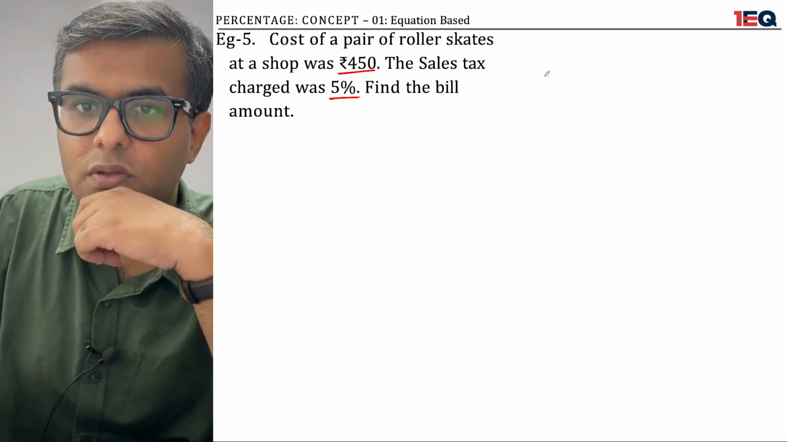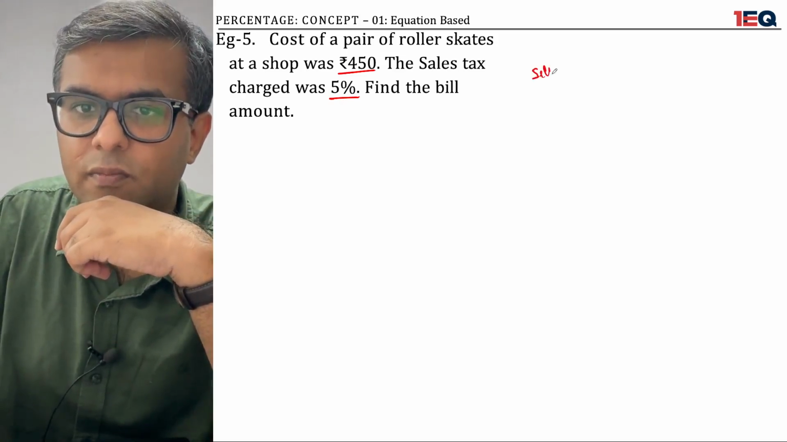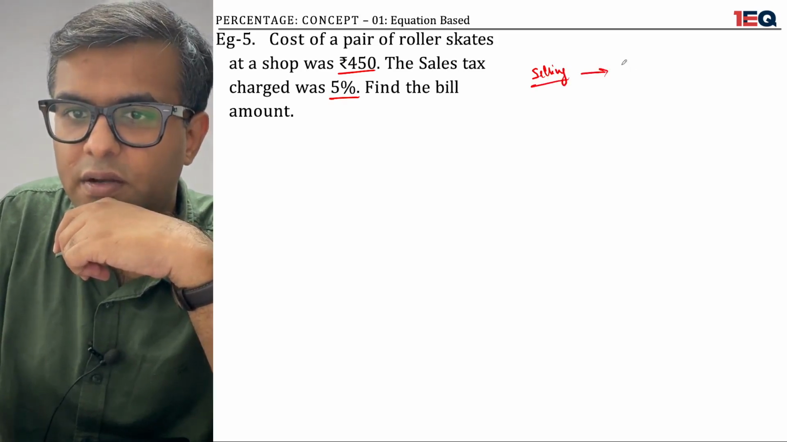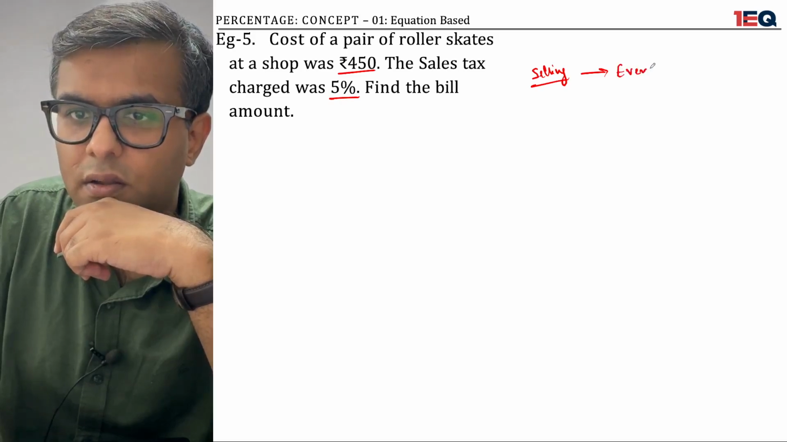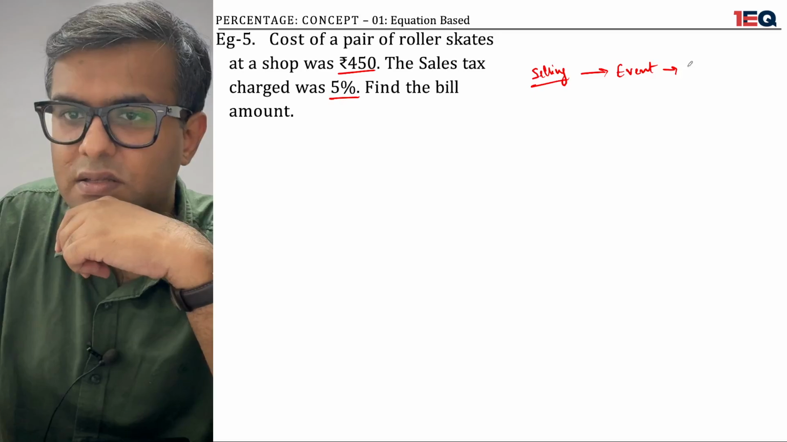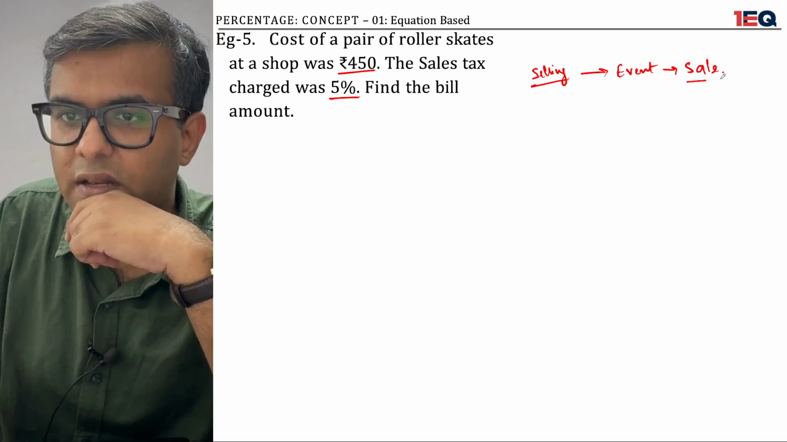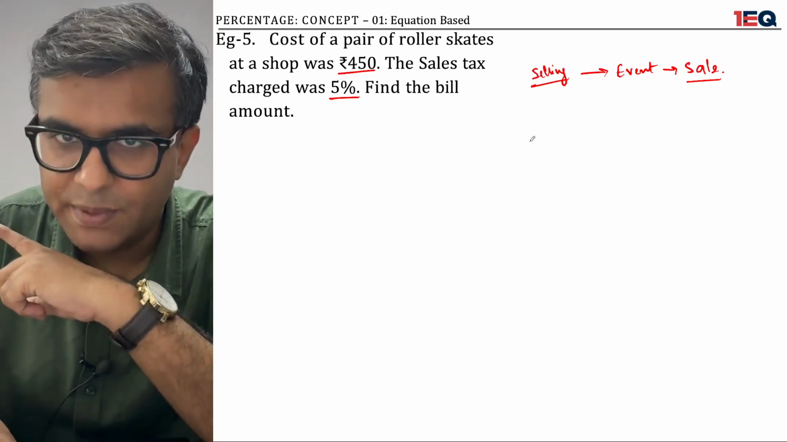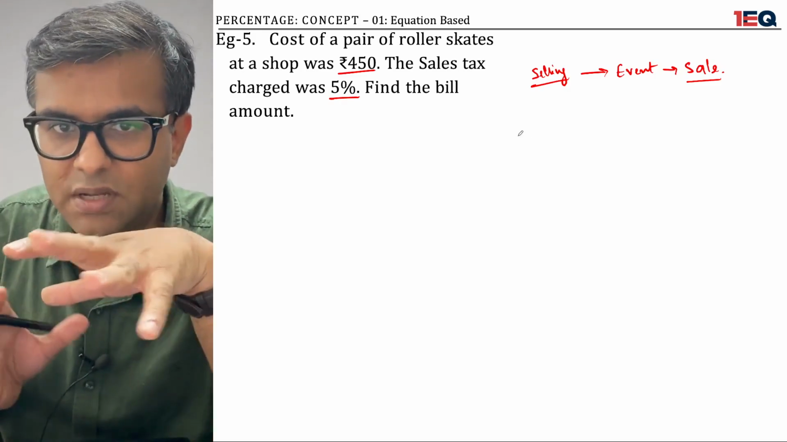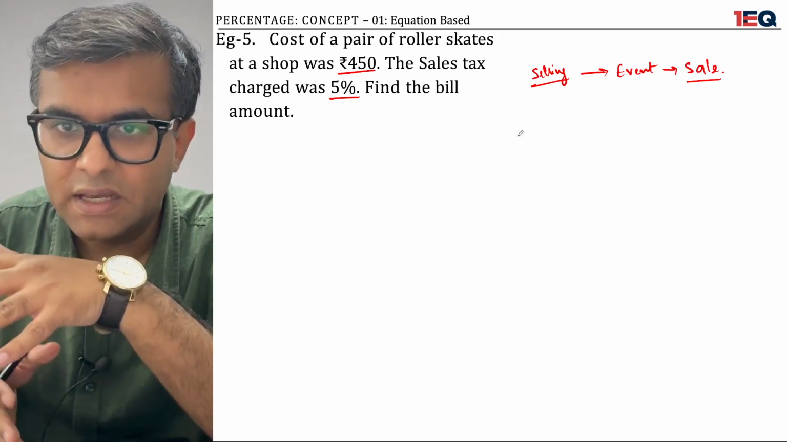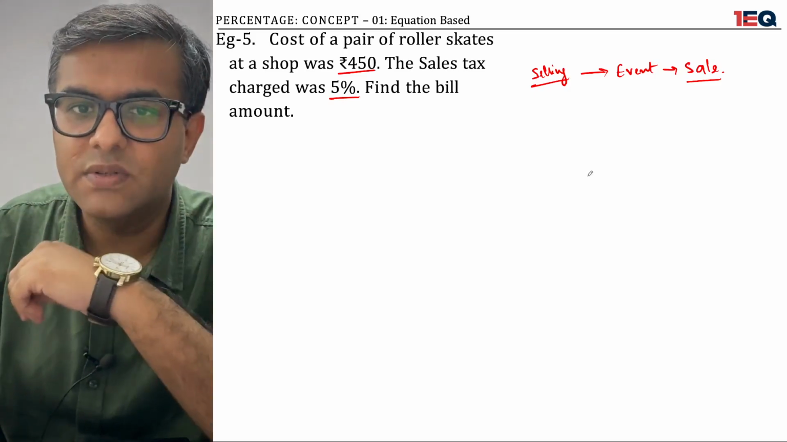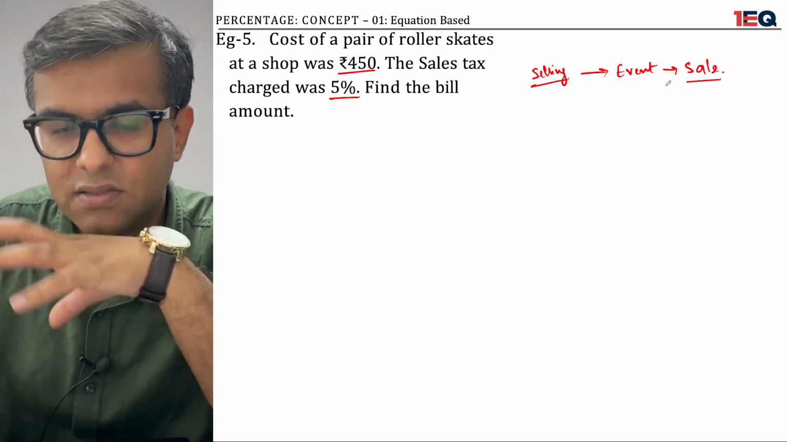So you are selling something, and what is the event? The event is sale. At the event of a sale, you collect sales tax, and the sales tax goes to the government. This is pretty much about the laws prevailing in India. Outside, it might be totally different, but the sales tax goes to the government.